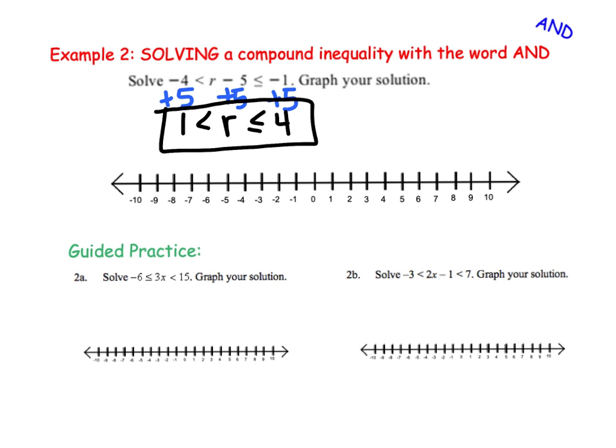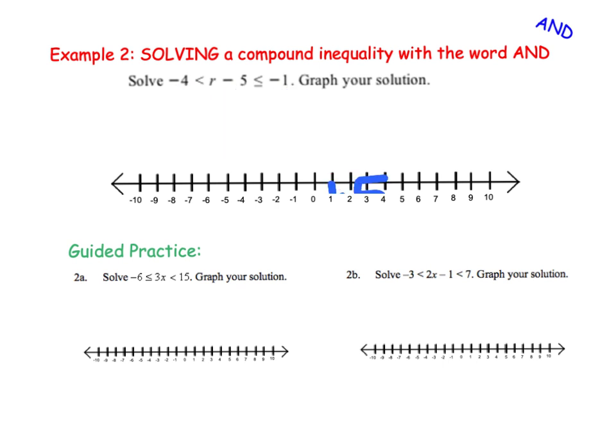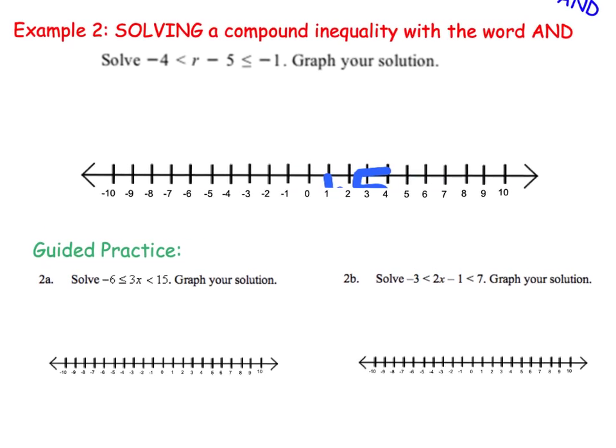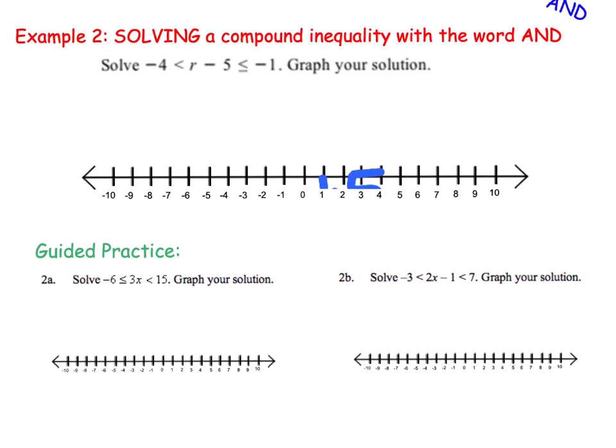Let's graph it. My 4 is going to need to be a closed circle. My 1 will be an open circle, and your values or solutions are between. You try 2A and 2B. Again, whatever you do to one side of the inequality or the center of the inequality, you have to do to the two ends as well. Pause the video now.